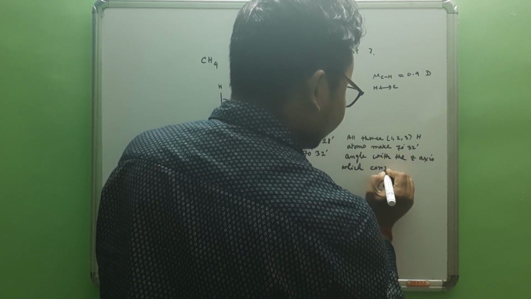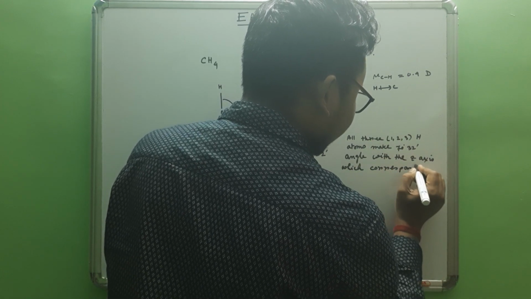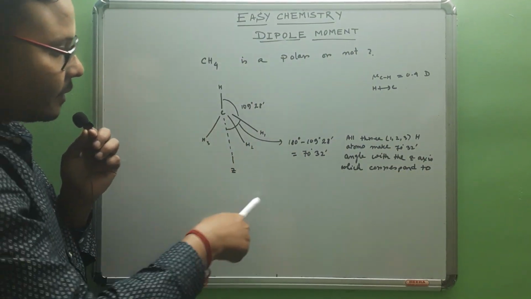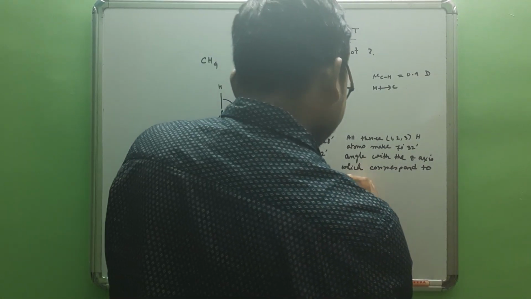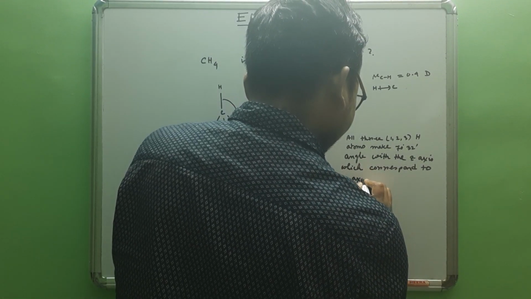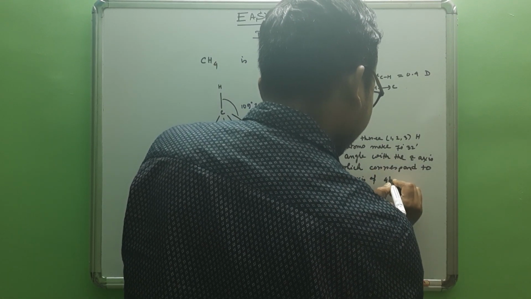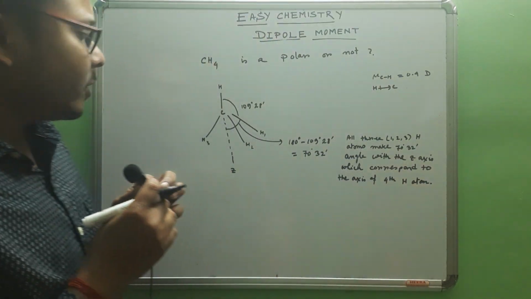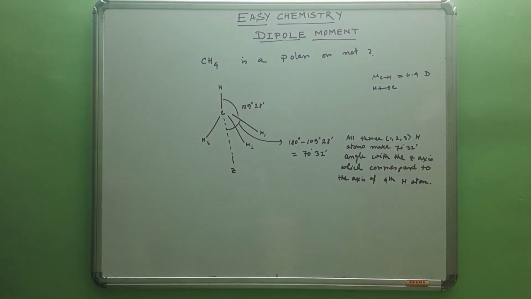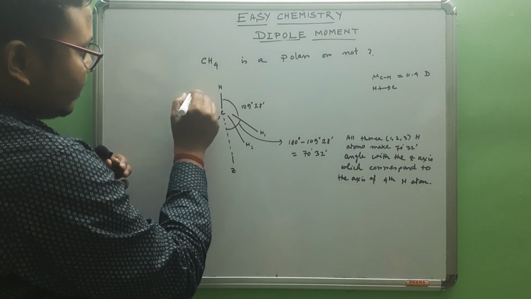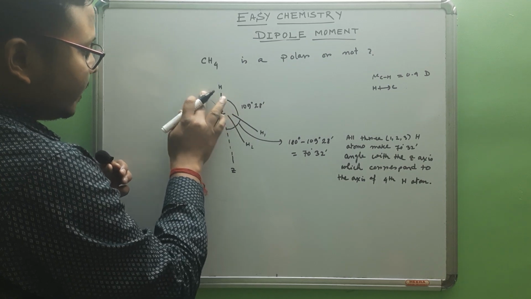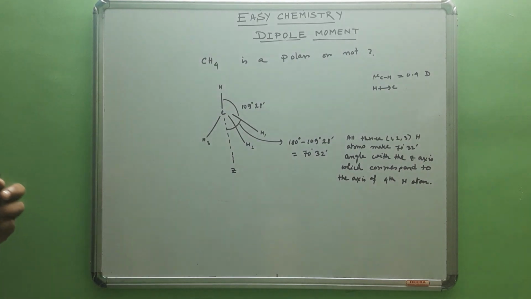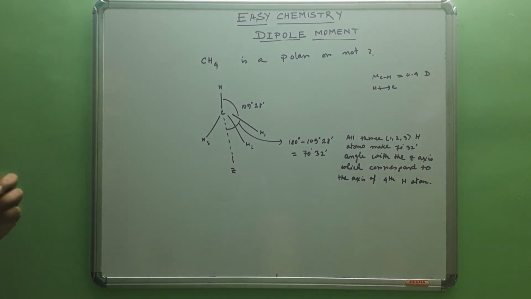The z-axis is the axis of the remaining hydrogen atom, which corresponds to the axis of the fourth hydrogen atom. You could also standardize the first hydrogen atom instead. Here I standardize the fourth hydrogen atom, and we get its axis as the z-axis.